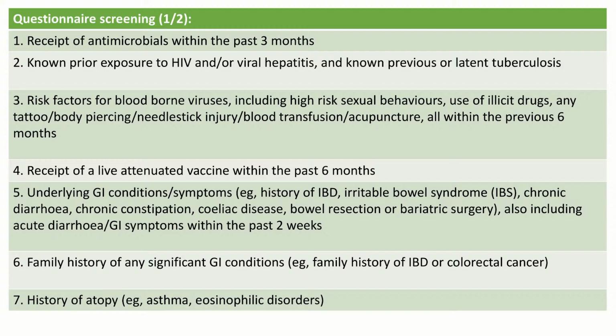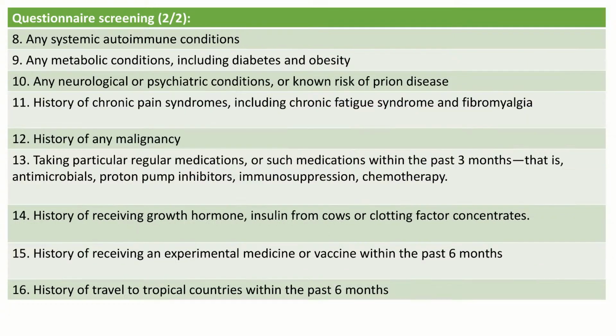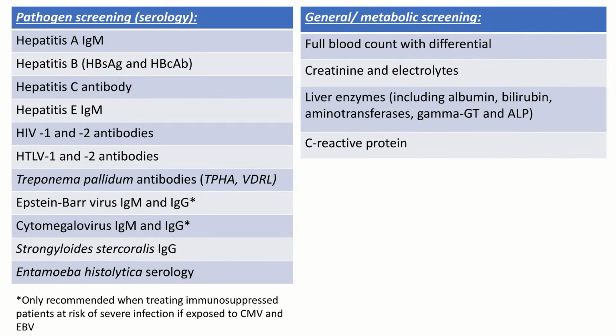Also, if they've got a family history of any significant GI condition, particularly inflammatory bowel disease or colorectal cancer, that would exclude them from being a donor. If they've got asthma or any other kind of atopic disease, any autoimmune condition, any metabolic condition including diabetes or obesity, any neurological or psychiatric conditions, or known risk of prion disease, chronic pain syndromes including chronic fatigue syndrome and fibromyalgia, any history of cancer. If they're taking any kind of regular medications in the last 3 months, that would also exclude them. Growth hormone, experimental vaccines or drugs, having traveled to any tropical countries within the preceding 6 months. So those are the main questions that would mean they would have to be excluded.